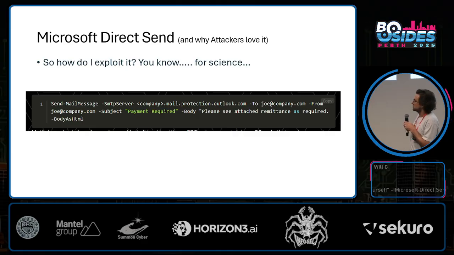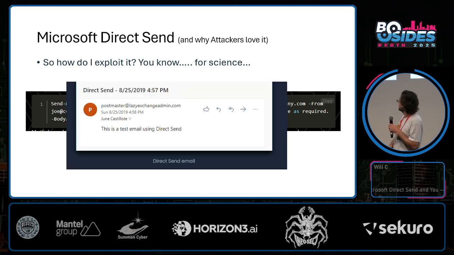This information is extremely easy to find. This was me Googling how to exploit direct send. The main purpose of this is to demonstrate how easy it is to do. That little Send-MailMessage part is a PowerShell command that is built into any modern Windows client system. You don't even need to download this tool. You can just do it. And when you do it, it will print out an email that looks completely legitimate to the end user.